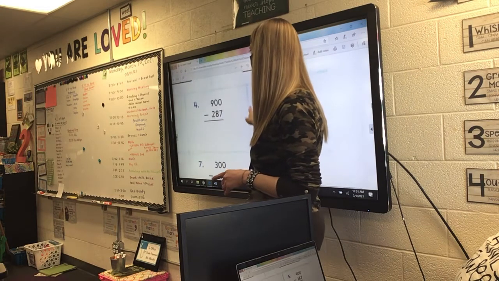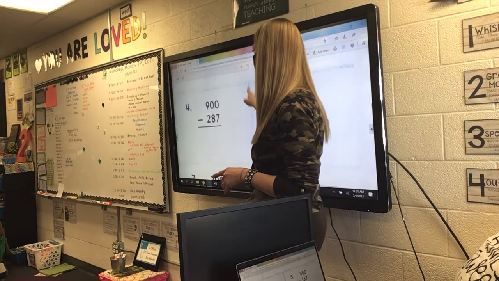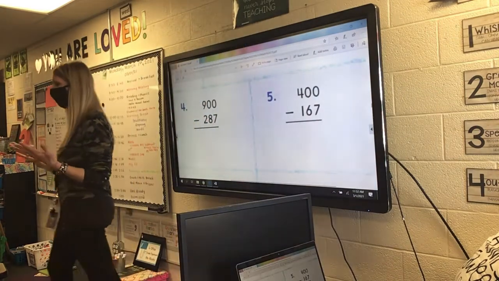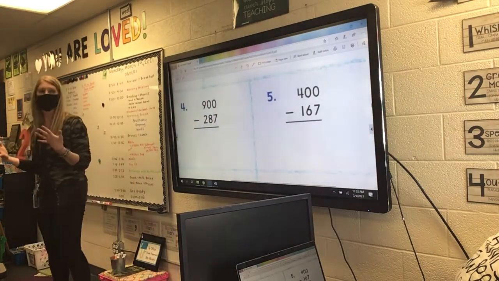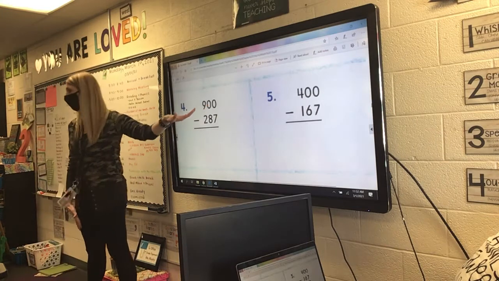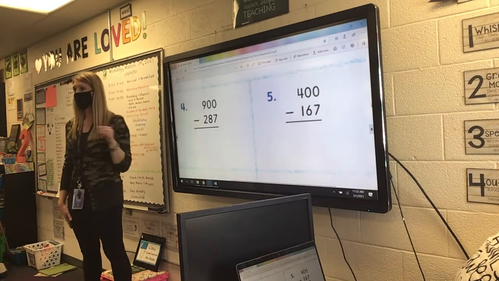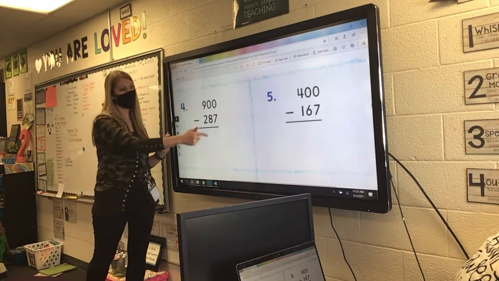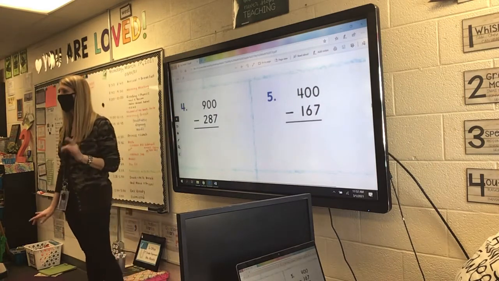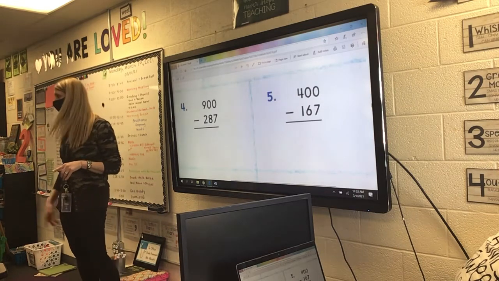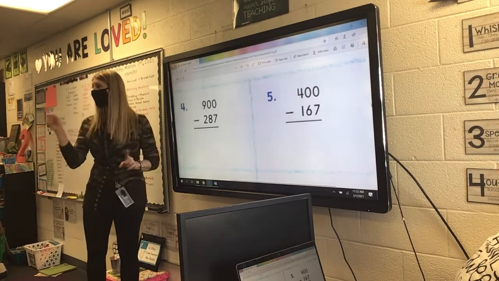I just want to review the steps because it's been 2 days since we've done this. We had the weekend, so it's not really fresh in our brains. So let's look here. We have 900, and we're going to take away 287. I'm going to start in the ones column. 0 minus 7. Can I do that, Libby? No. Bigger bottom, better borrow. So I know I have to borrow.